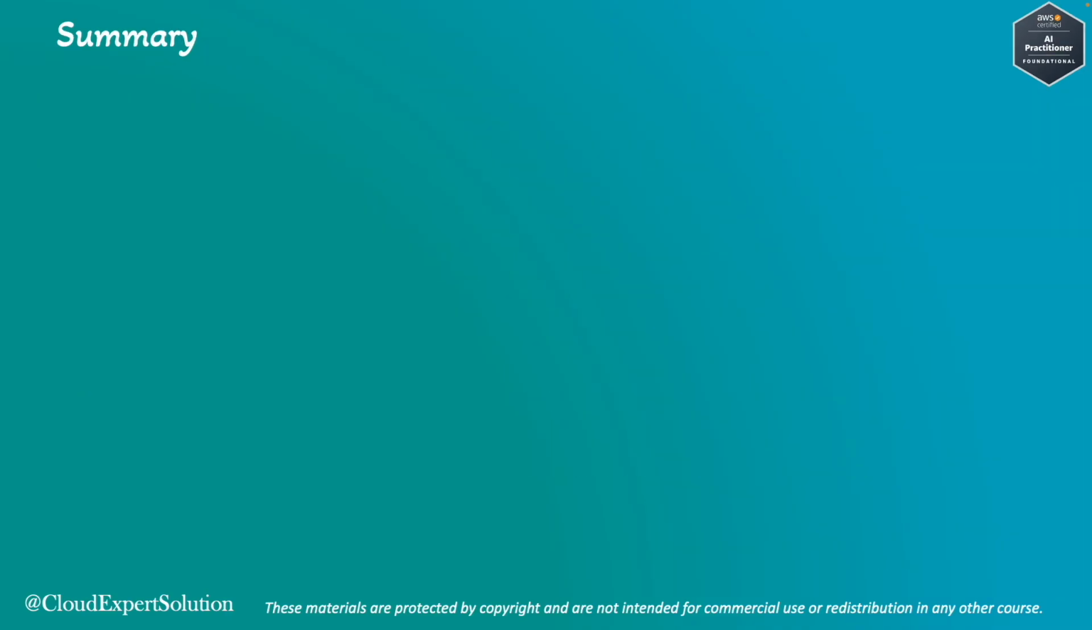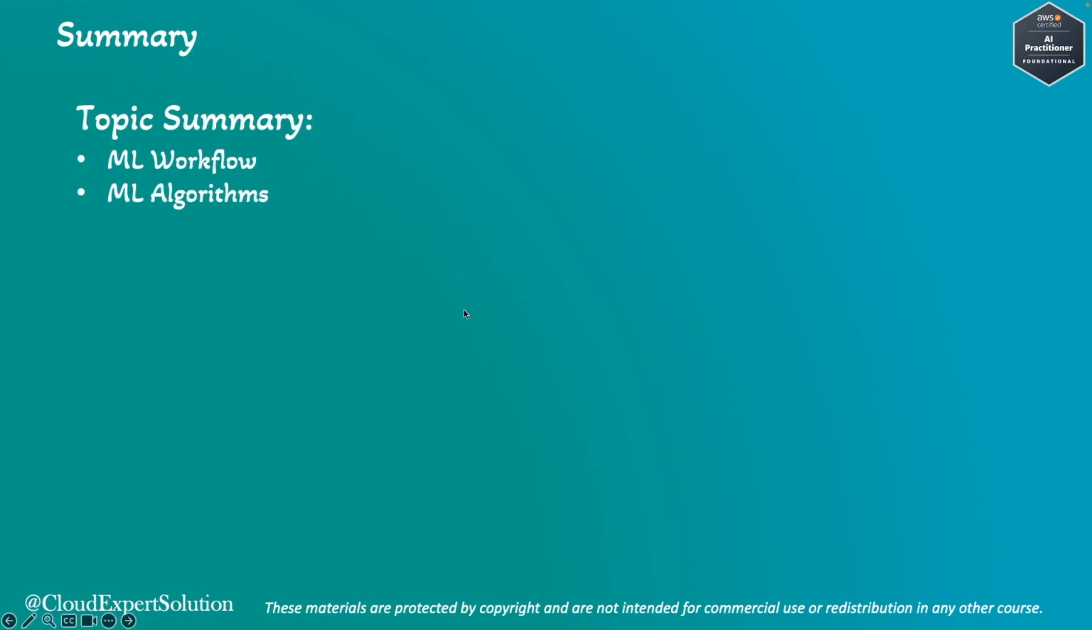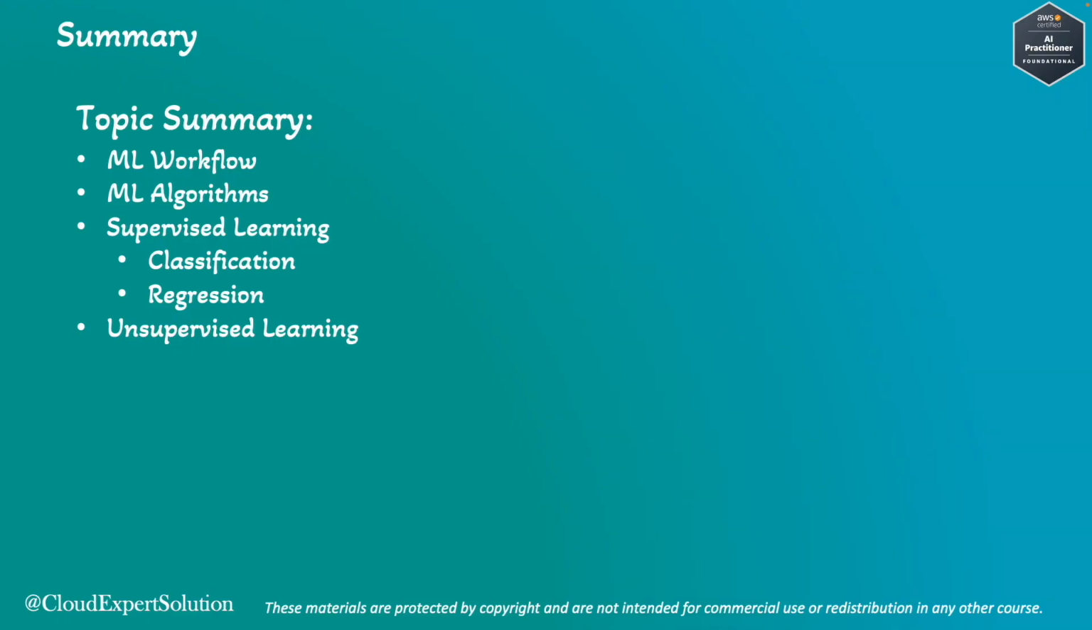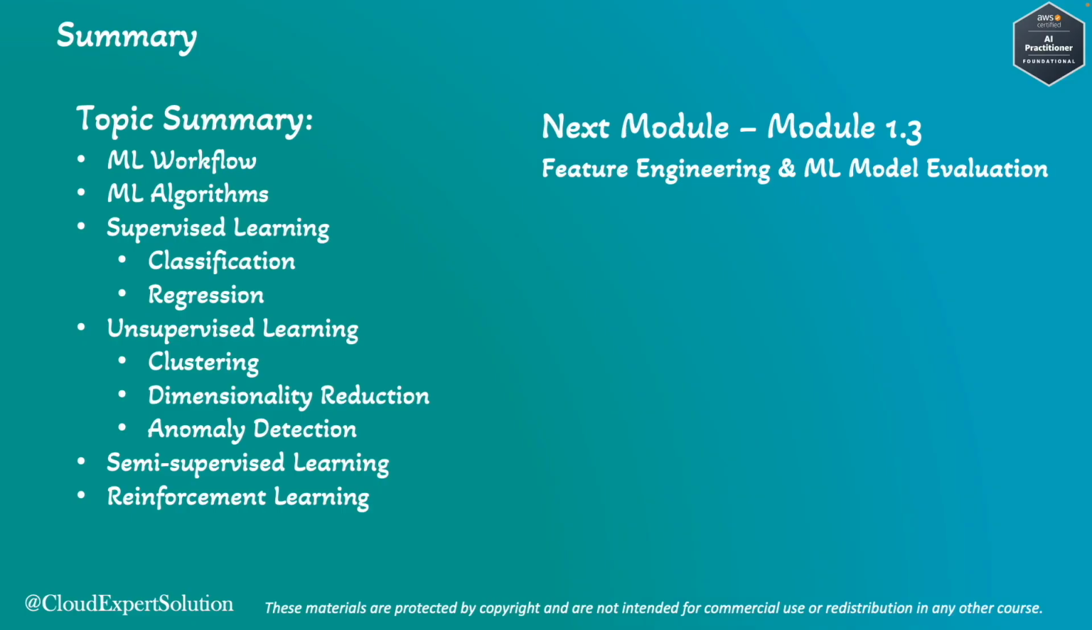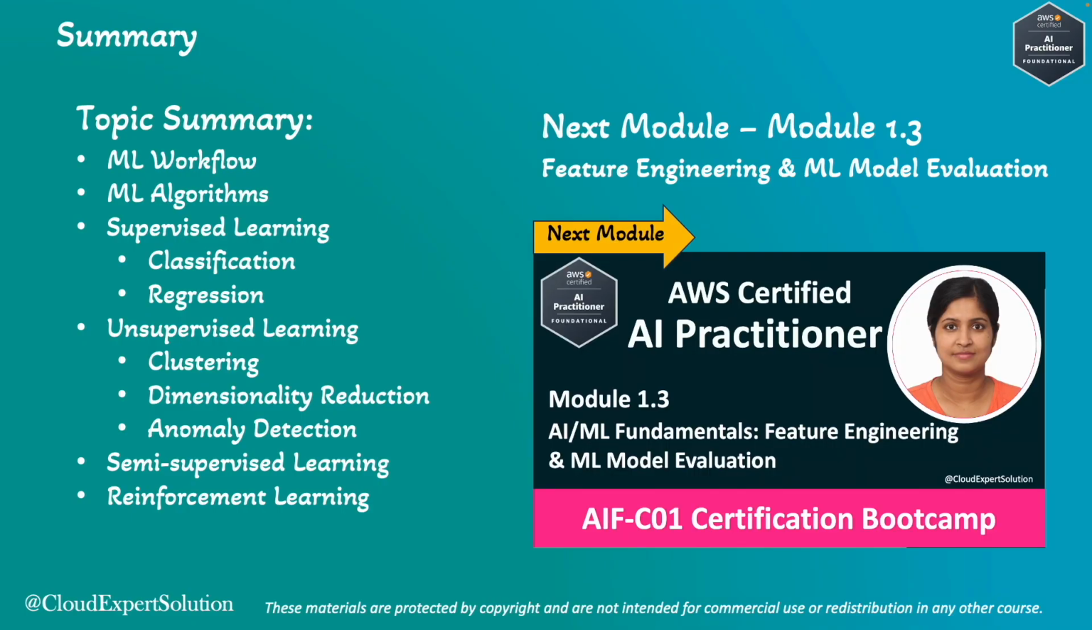Now let's review what we have covered in today's topic. We started with the machine learning workflow. Then we discussed different machine learning algorithms and the must-have algorithms that you should know for this certification. We touched on supervised learning, where we discussed classification and regression. Then we moved to unsupervised learning, where we discussed clustering, dimensionality reduction, and anomaly detection. Then we covered semi-supervised learning and reinforcement learning. For the next module, module 1.3, we are planning to cover feature engineering and machine learning model evaluation.